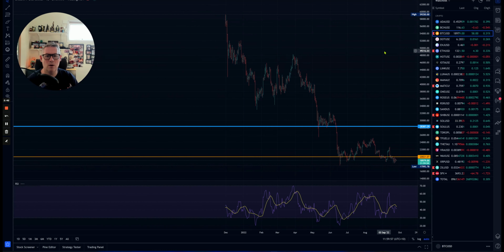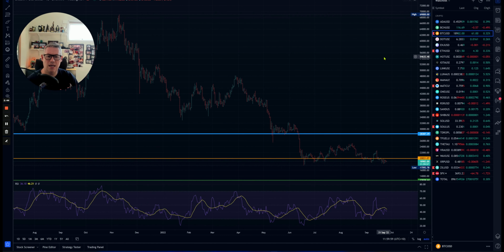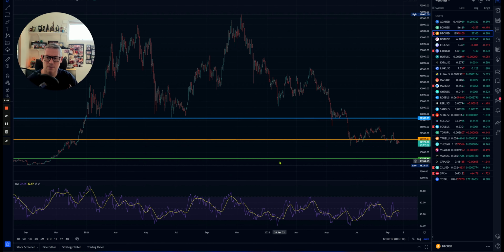So we have a look at the big one, which is Bitcoin. You can see here it's broken below its previous resistance level. It's trading just under $20,000, but it hasn't dropped below this low that happened here back in June 2022 with a low there of $17,000, or just, we'll call it for round numbers, $18,000. It's about $17,500.